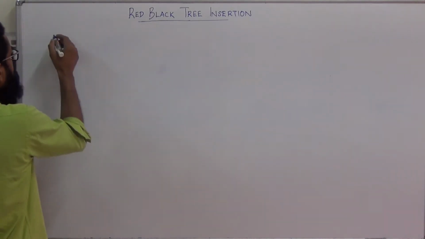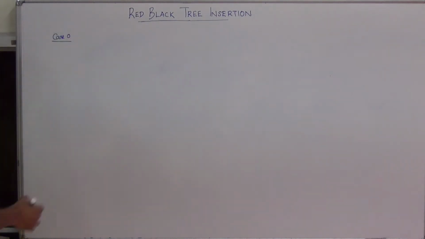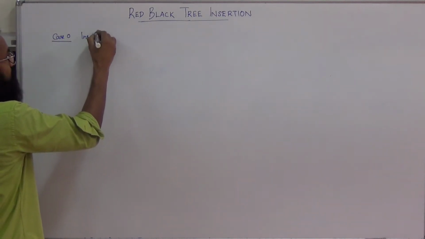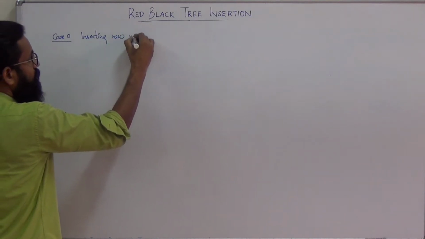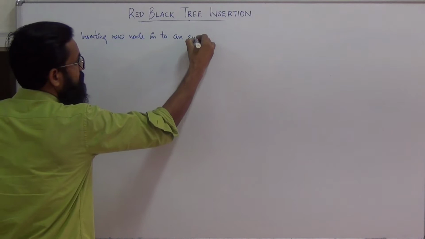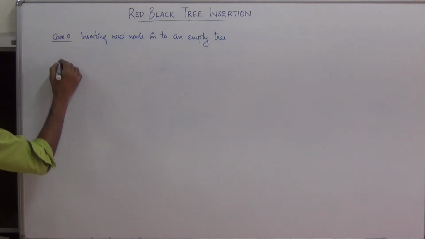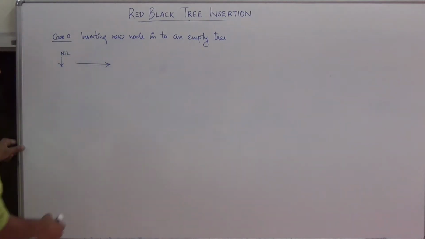So we'll be having 4 cases. Case 0. Case 0 is actually trivial. You are inserting a new node into an empty tree. So you are having a nil tree. You are going to insert a new node.